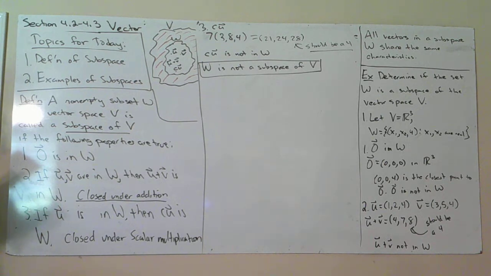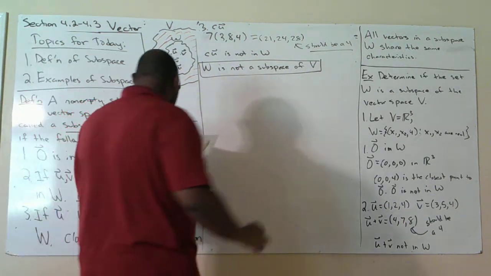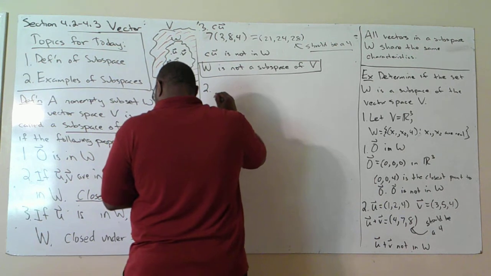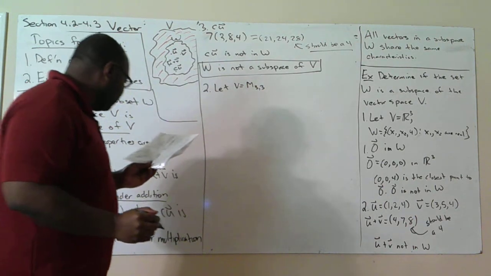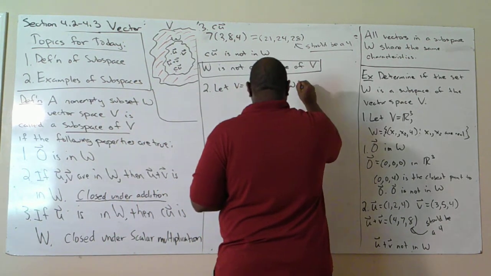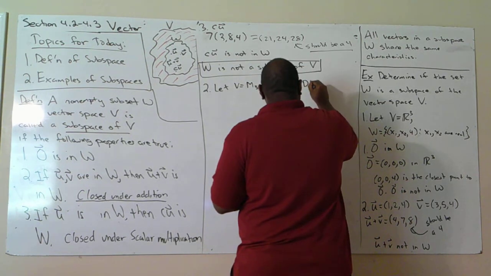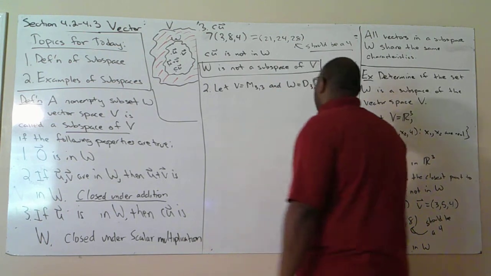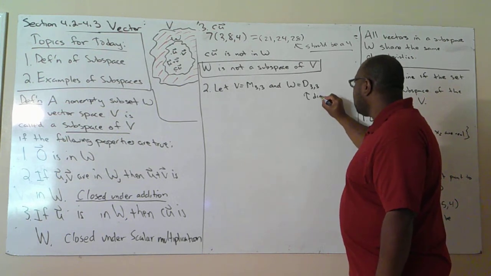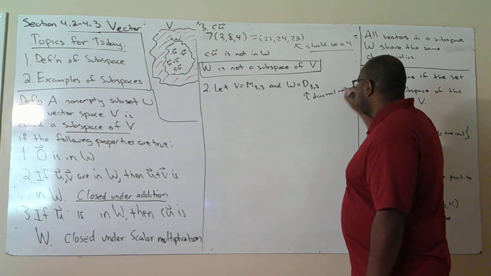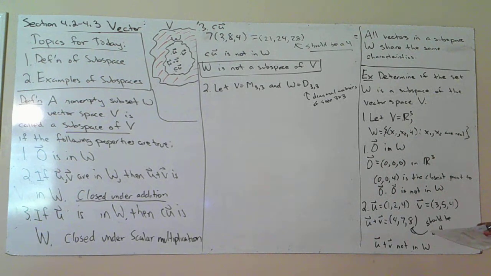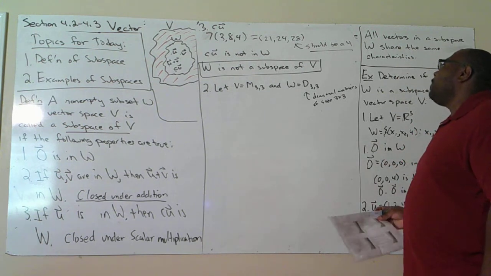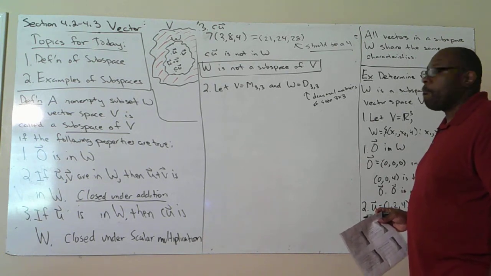Let's look at another one. Let's look at 2. Let V equal M33. These are matrices of size 3 by 3, and W equal D33. These are diagonal matrices of size 3 by 3. I want to know, is W a subspace? Again, we're assuming standard addition and scalar multiplication. So I want to know, is W a subspace of V?